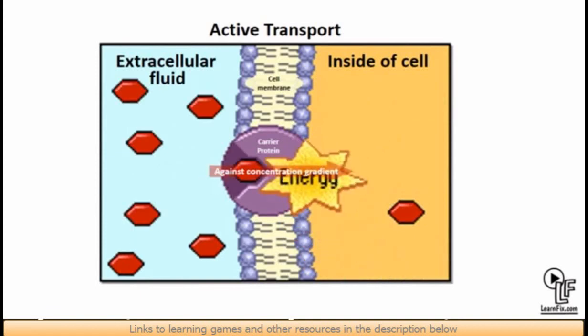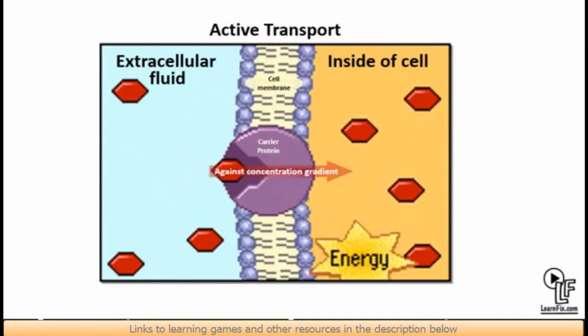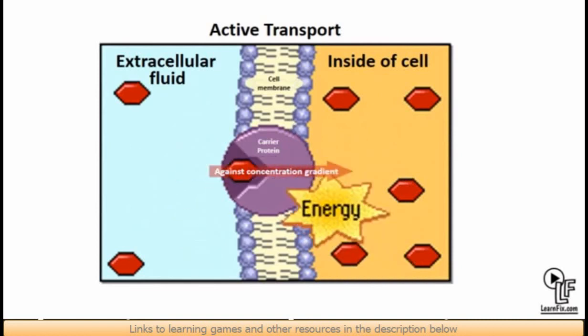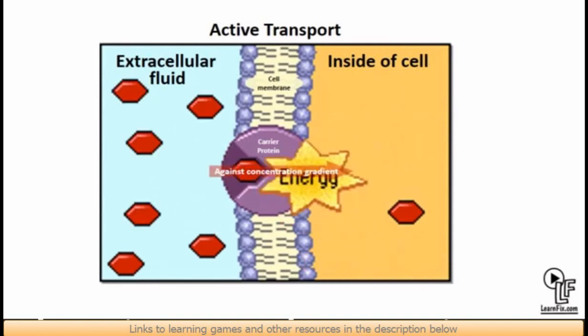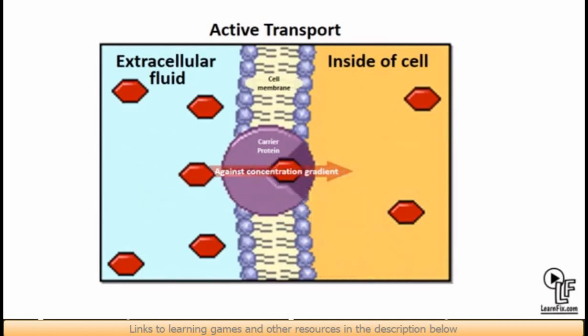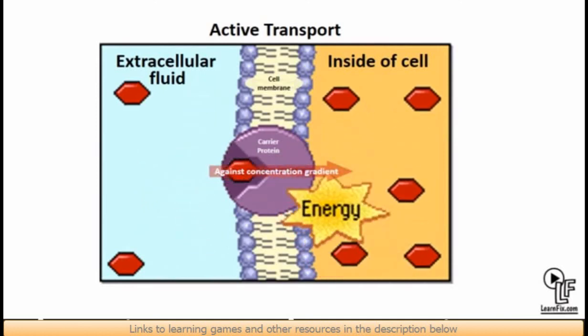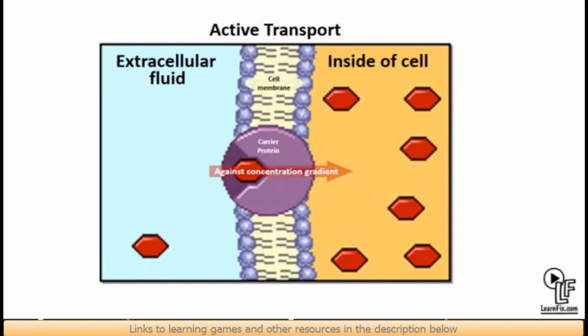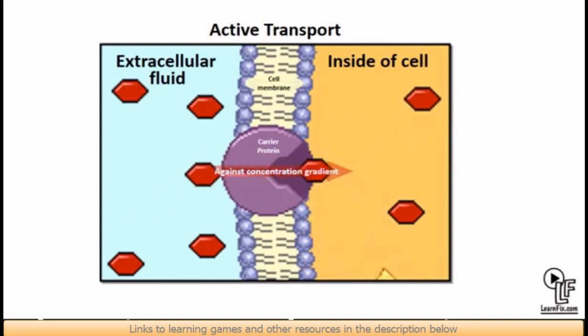Now, the fact that proteins with a specific shape are involved is important. It means that anything which affects the shape of proteins, such as heat or pH, can affect how well the transport can take place. And since it needs energy, anything that affects the process of respiration will also affect how well the transport can take place.